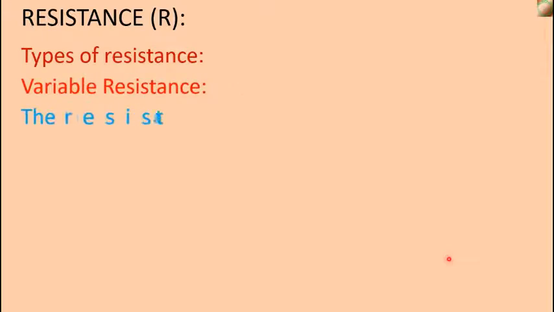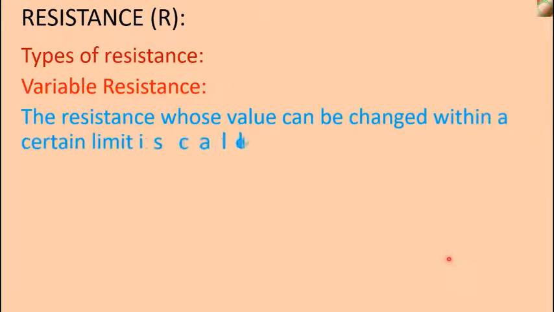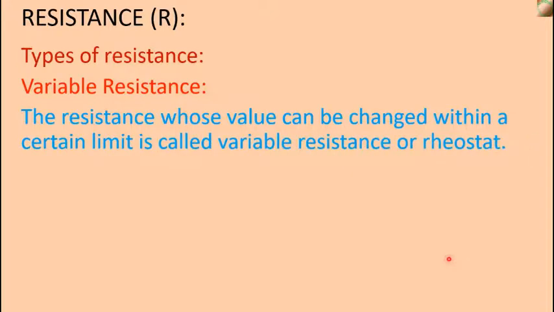Variable resistance. The resistance whose value can be changed within a certain limit is called variable resistance or rheostat. We can change the value of the resistance within a certain limit, from a lower limit to a higher limit. We can set any value between the lower limit and the higher limit. Therefore, its value is variable, and this resistance is known as variable resistance. Its value is not fixed. For our purpose, we can change the value.